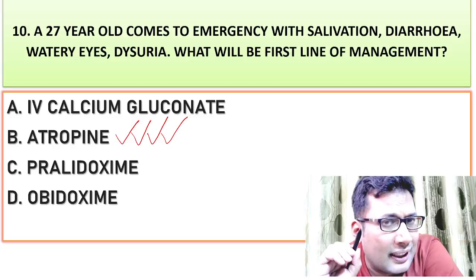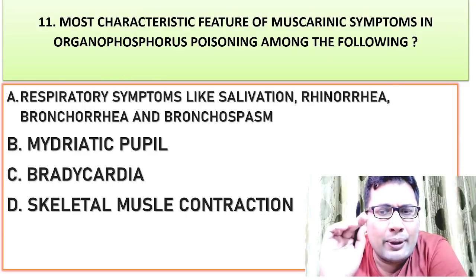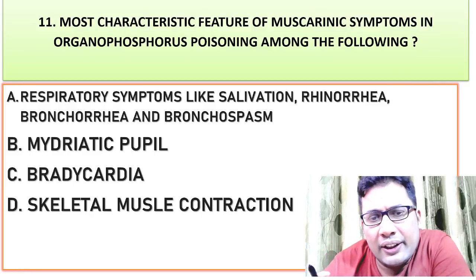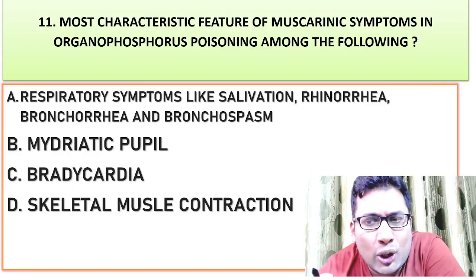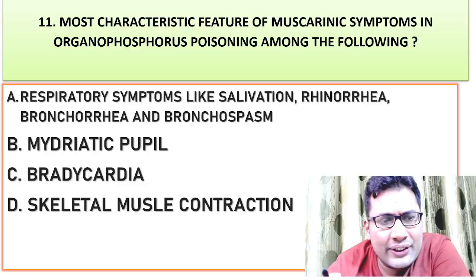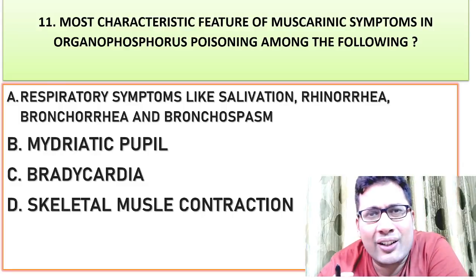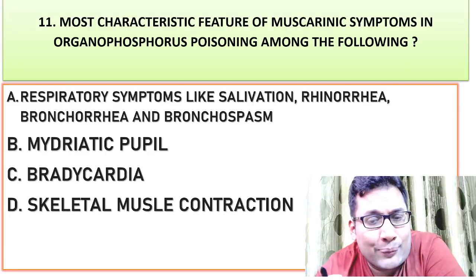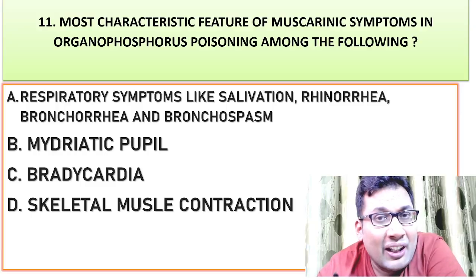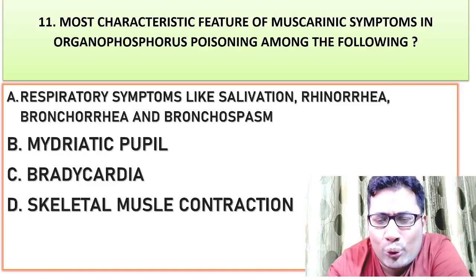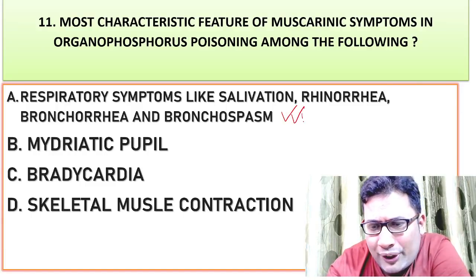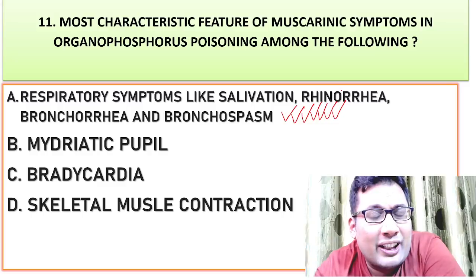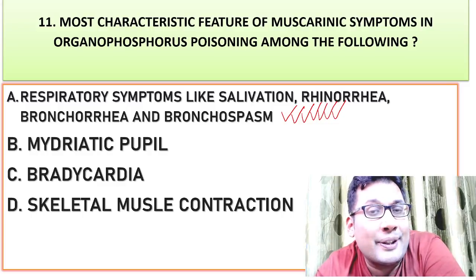It's very commonly asked. Question number 11. Most characteristic feature of muscarinic symptom in organophosphorus poisoning among the following. So options are, so the most characteristic in OP poison, so there is a respiratory symptoms. What are they? There is a salivation, rhinorrhea, bronchorrhea, bronchospasm. So I'll go with the option A because this is one of the commonest findings and this is one of the findings which leads to death, which cause respiratory difficulty.